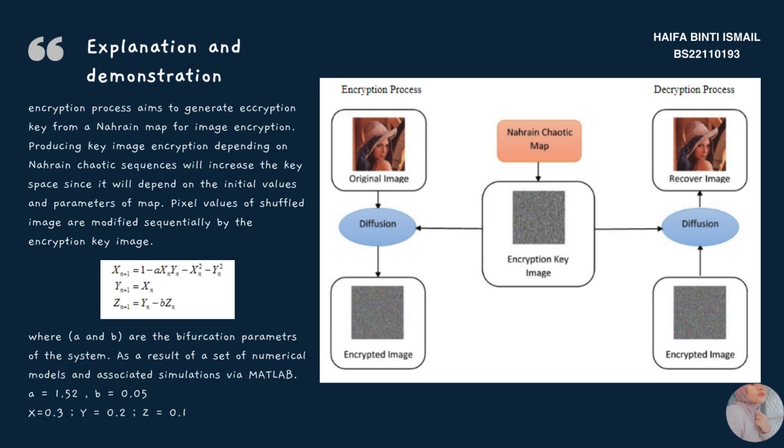As you can see, where A and B are the bifurcation parameters of the system as a result of a set of numerical models and associated simulation via MATLAB. A equals 1.52, B equals 0.05, X equals 0.3, Y equals 0.2, and Z equals 0.1.